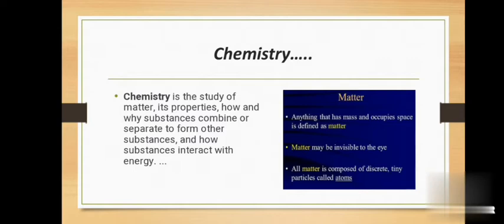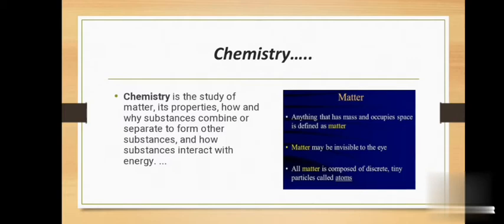It may be at the microscopic level, meaning it cannot be visible to our naked eye, and it can be at the macroscopic level, for example, it can be visible to our eyes. All matter is composed of discrete and tiny particles known as atoms. So it means that atoms are the building blocks of matter.